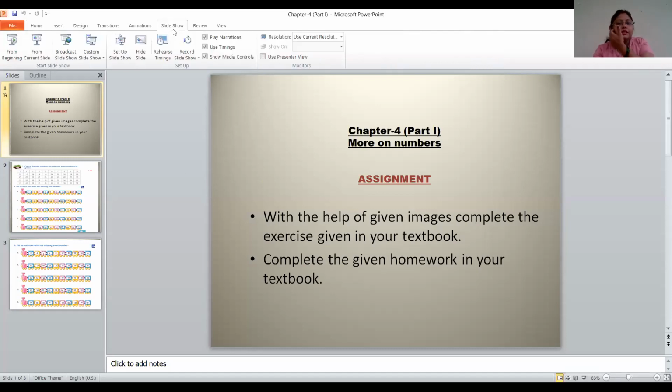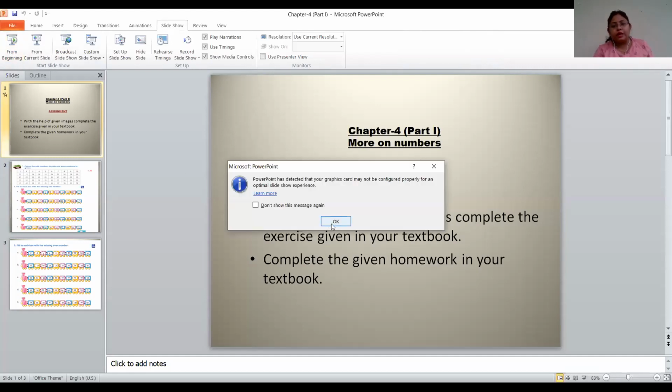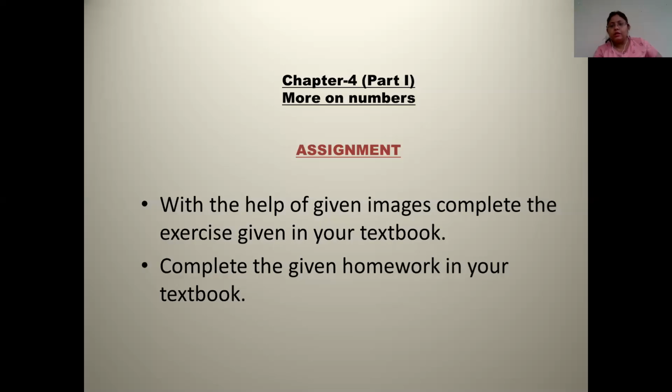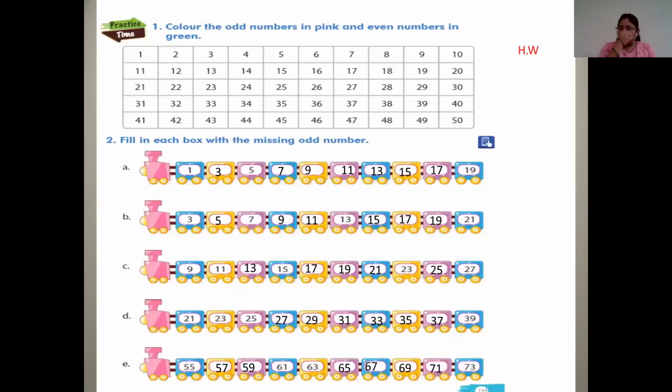So the first thing is, this one is Chapter number 4, that is part 1, more on numbers. So students, we start with the assignment. The assignment is, with the help of the given images, you have to complete your exercise in your textbook. After that, you have to complete your homework in your textbook. Okay.